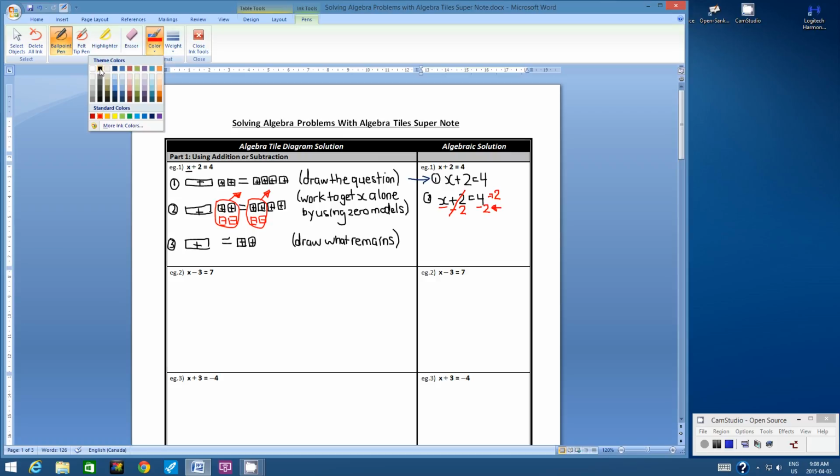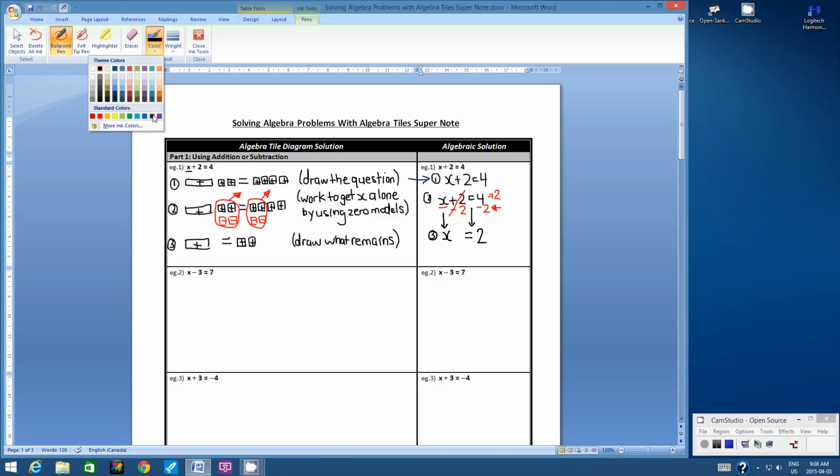Okay, so in the third line, we drop down here so it lines up with our tile solution. We draw what remains. What remains is this x, which is untouched, and it's alone because positive 2 subtract 2 is 0, so it cancels out. Don't forget the equal sign. And then on the right-hand side, we just worked it out: 4 minus 2 equals 2.